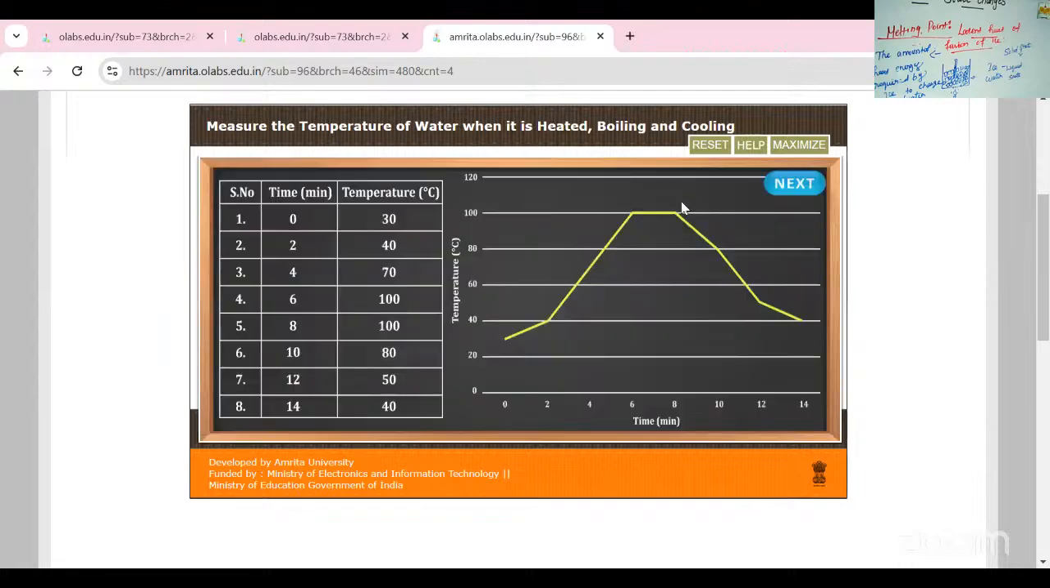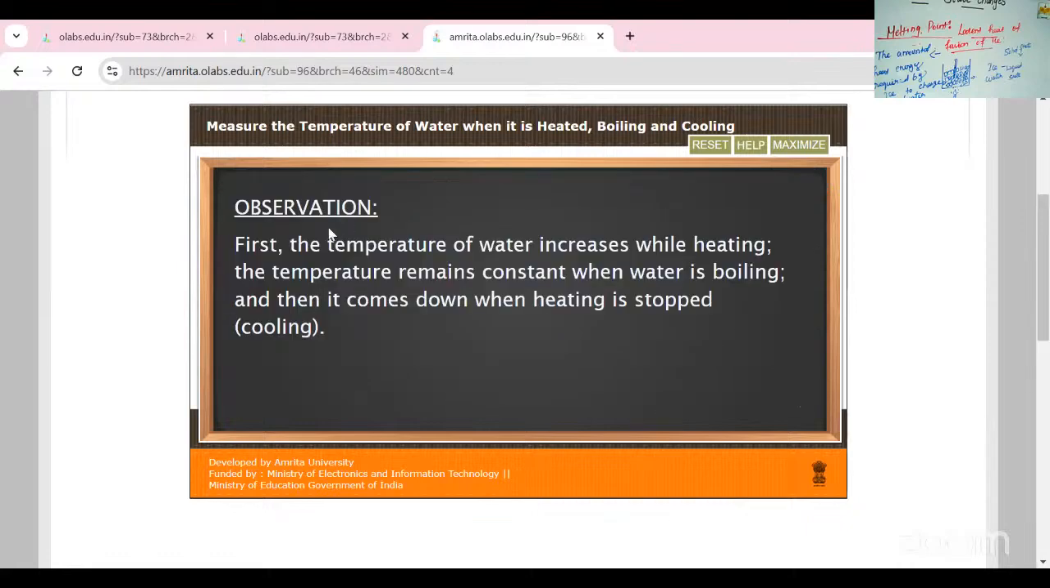So see this graph. Gradually, the temperature is increased. At a certain point, it is maintained in that area. After that, it was decreased to the same level also. So the observation is that the temperature of water increases while heating. Temperature remains constant when water is boiling. There is no change in the temperature level. And then it comes down when heating is stopped. That is called cooling.